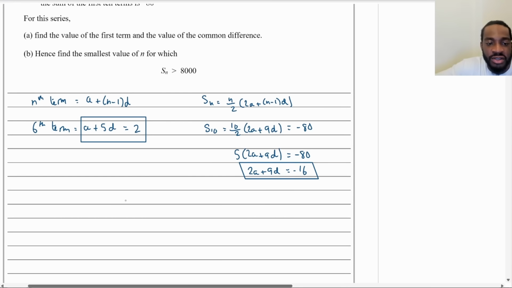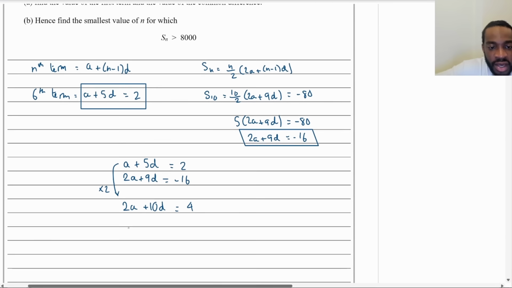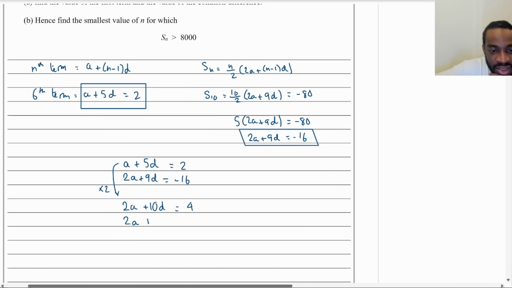So let's write them. We've got A plus 5D is equal to 2. And then we've got 2A plus 9D is equal to minus 16. So what am I going to do? Let me times the top one by 2. Then I'm going to have 2A plus 10D is equal to 4. And then the bottom one is 2A plus 9D is equal to minus 16.